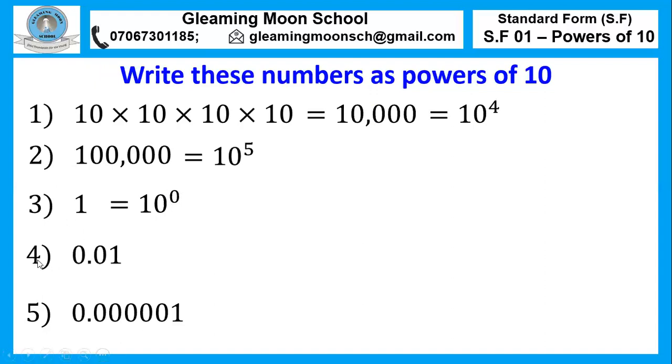Okay. And then number 4, 0.01. Remember, in the positive, the 0 comes after the 1. In the negative, the 0 comes before the 1. So that means this one has a negative power. How many zeros are there? 2. So your power is going to be -2. So you have 10 raised to the power of -2.